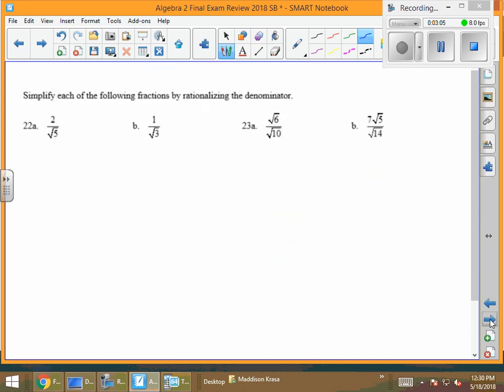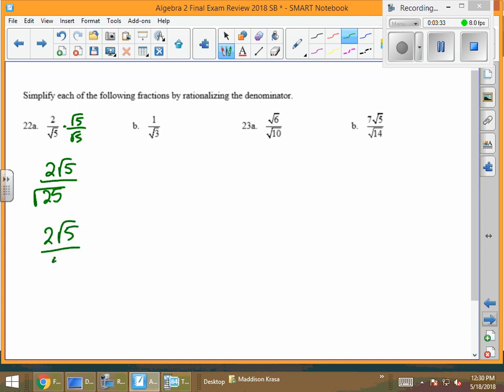All right, now when we get to number 22 and 23, we have to rationalize those denominators. How we rationalize is we multiply on the top and the bottom whatever radical we're trying to get out of the denominator. Since we have a radical 5 there, we're going to multiply the top and the bottom by radical 5. So we'll have 2 radical 5 over radical 25. Radical 5 times radical 5 is radical 25.